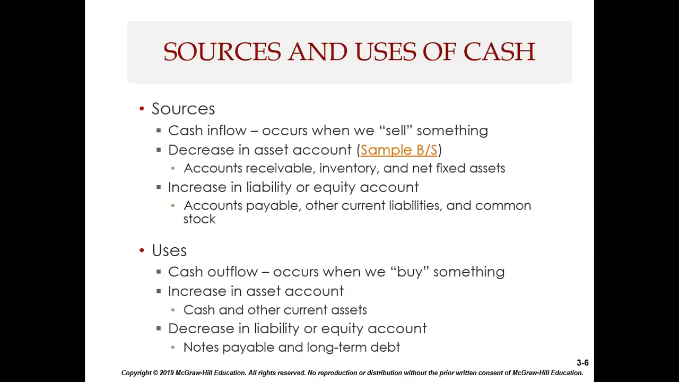Cash outflows occurs when we buy something. So an increase in an asset means you're buying more of an asset during the year. Cash decreases. If the liability decreases, that means you paid more off of a liability or an equity account. So that's a use of cash. So that's how we determine cash inflow and cash outflow, sources and uses.